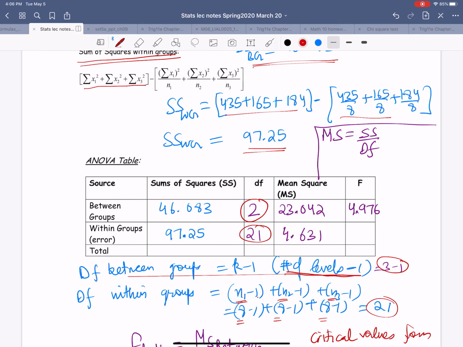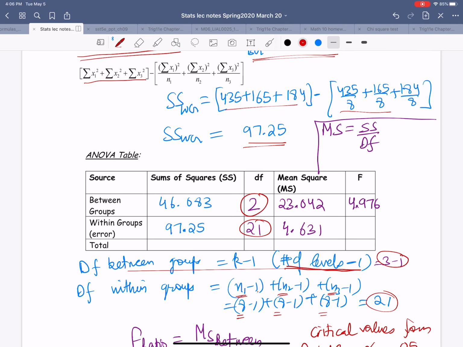Mean squares. To find the mean squares, mean squares are sum of squares divided by degrees of freedom. So to find the mean square between groups, I would be doing 46.083 divided by 2. And that's how I find 23.042. So mean square is sum of squares divided by degrees of freedom, whether you're doing between groups or within groups. Now, mean square within groups, I would have to do 97.25 divided by 21, which is 4.631.